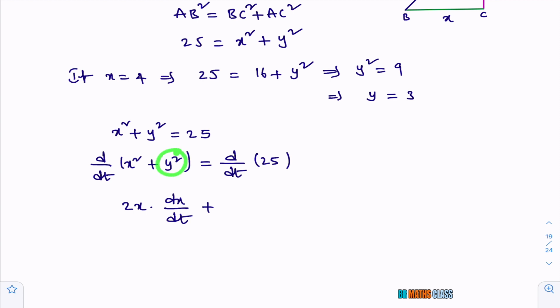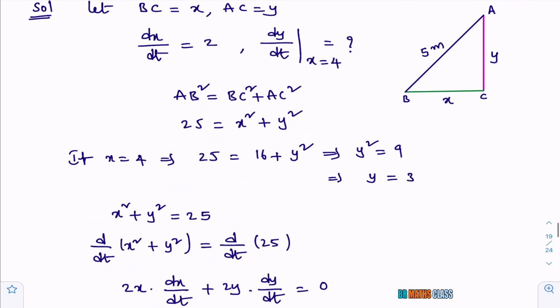What is d by dx of y square? We know that derivative of y square is 2y, and as this function is in terms of y, we are differentiating with respect to t. We will just write dy by dt equal to derivative of 25. As 25 is constant, derivative of constant is 0. So actually what I want to calculate? I want to calculate dy by dt when x equal to 4. When x equal to 4 they are saying, na? So I'll write x equal to 4 into dx by dt.